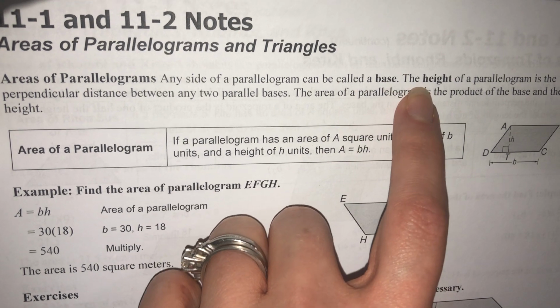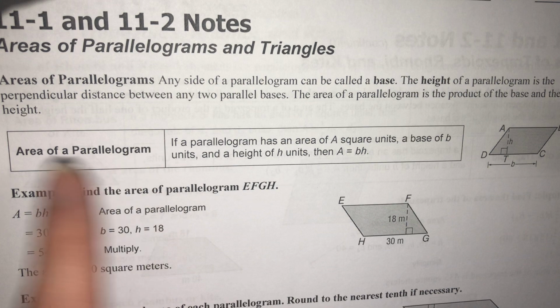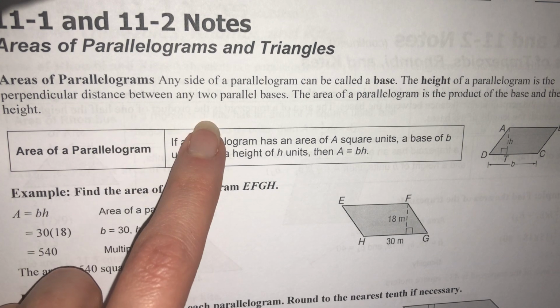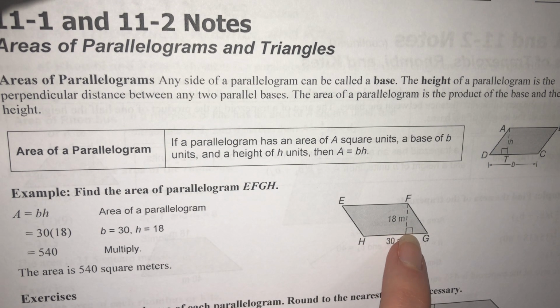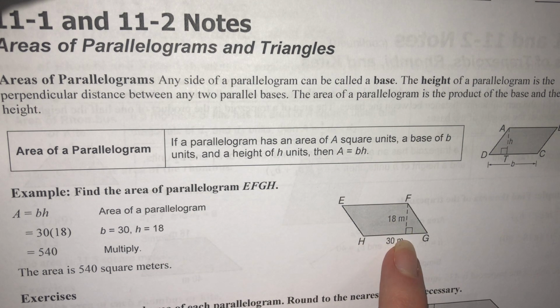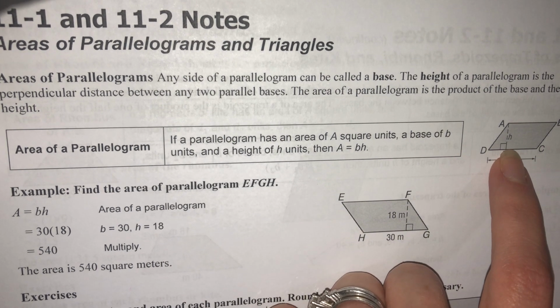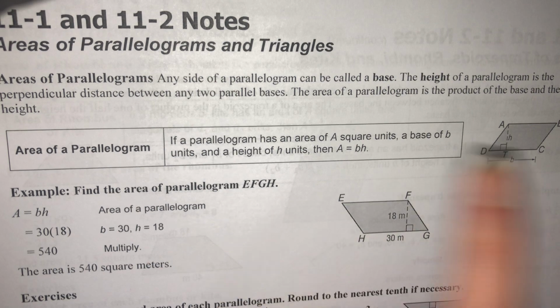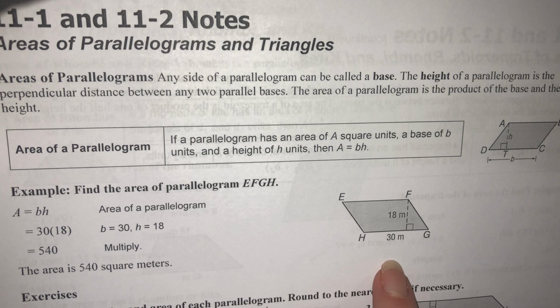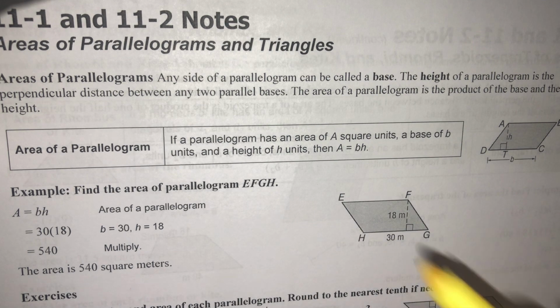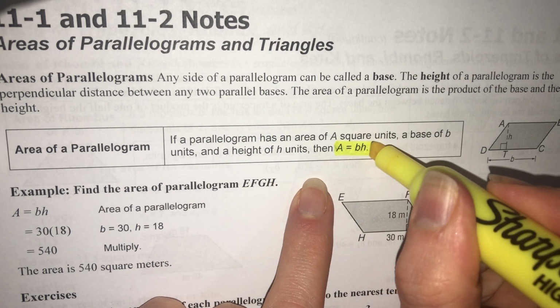The height of the parallelogram is going to be the perpendicular distance between any two parallel bases. So when you see this right angle box, that's going to help you to find your height. Your height always needs to have a right angle box marked on it because it is a perpendicular distance between the bases. So to find the area of a parallelogram, we multiply the base times the height. So here's your area formula.